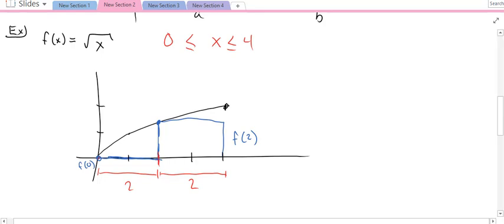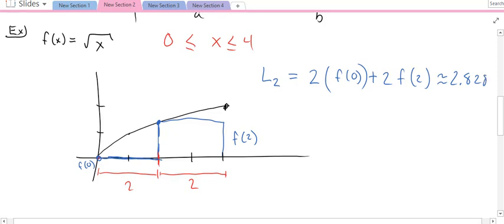We would use notation like L sub 2 for 2 rectangles here. And if we were to do that, the area that we're suggesting here would be 2 times f of 0 plus 2 times f of 2. We see that because the width of the rectangle is 2, and the height is whatever the function is dictating to me at that point. So if we were to approximate that, we get about 2.828.